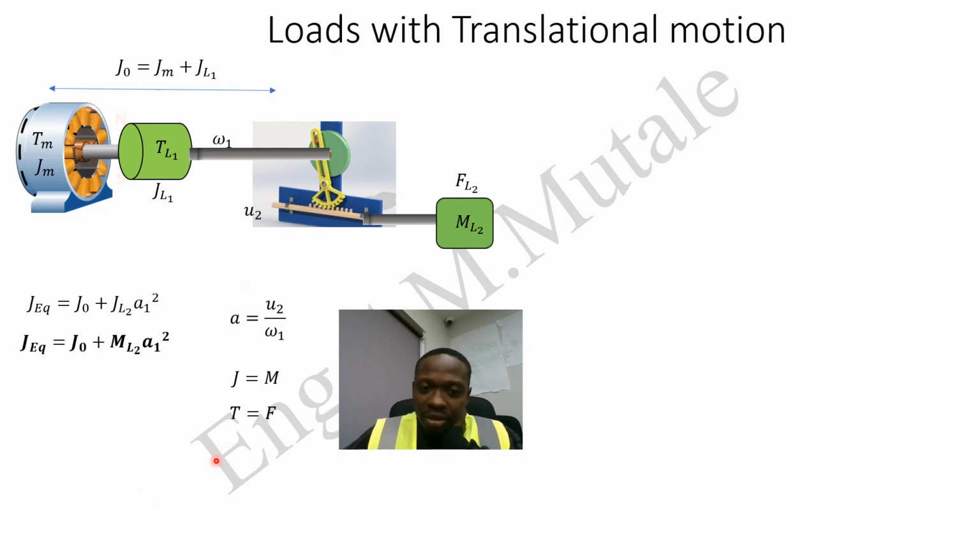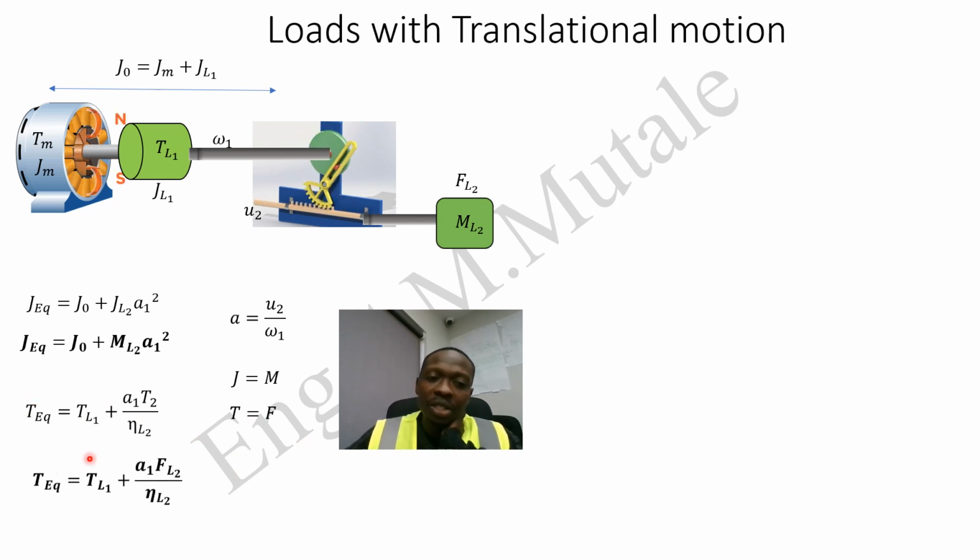As I said, torque in translation is basically the force. From rotational motion, we have this equation. If you watched my previous lecture, I had explained it. When this one translates now, it becomes that. So the equivalent torque is basically the torque you're getting, which is here, plus the gear ratio, where there was torque, this time around you have a force, divided by the efficiency. So basically the equations are almost the same, except you need to take note that in translational motion, where there is a moment of inertia, you have mass, and where there is torque, there is a force.